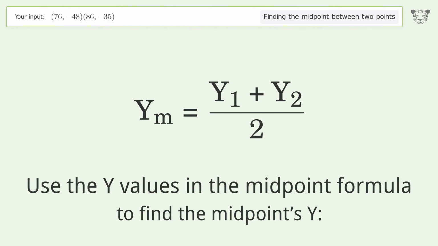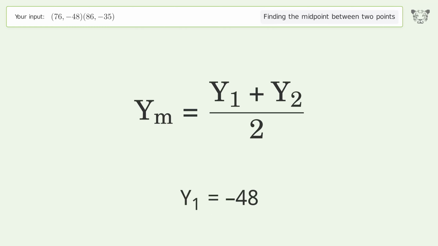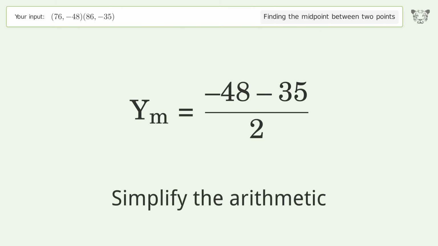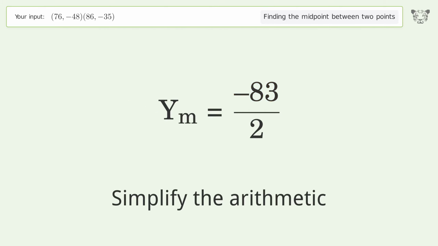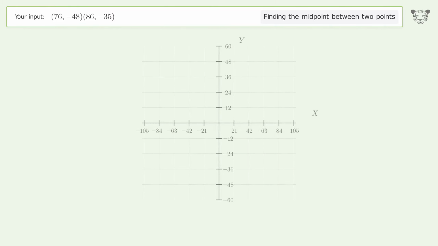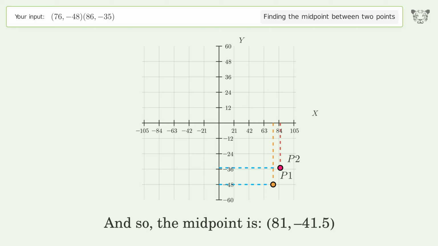Use the y values in the midpoint formula to find the midpoint's y. y1 equals negative 48. y2 equals negative 35. Simplify the arithmetic. And so, the midpoint is 81, negative 41.5.